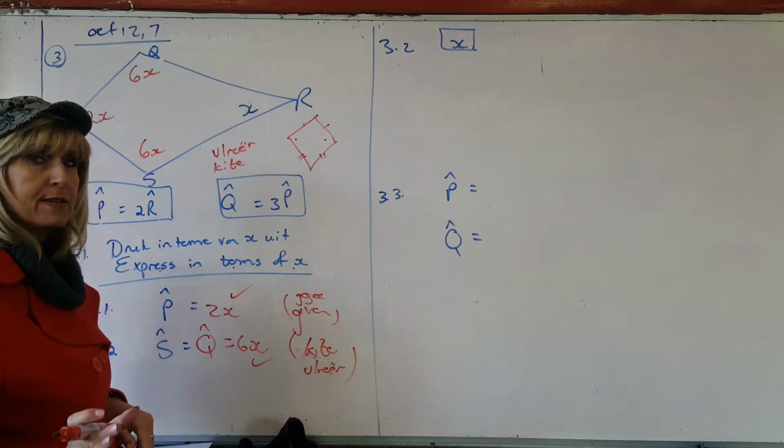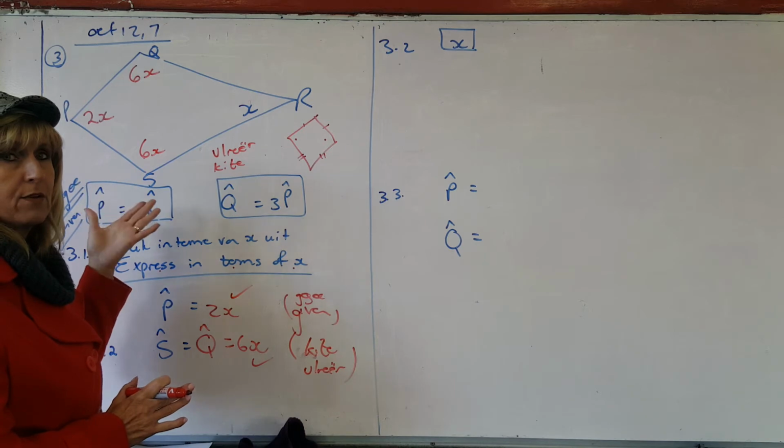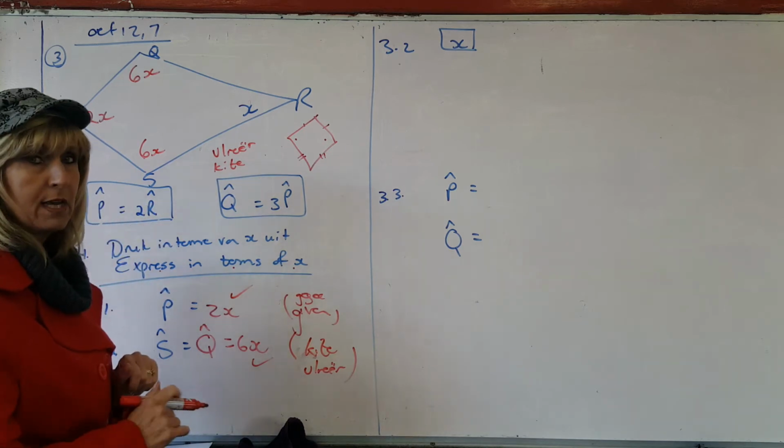Just like knowing that the sum of the interior angles of a triangle is 180, you must know that the sum of the interior angles of a kite is 360.